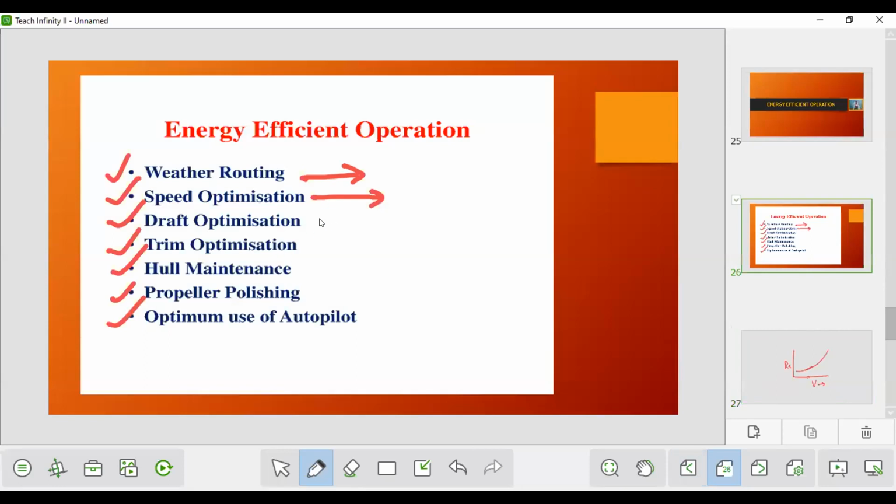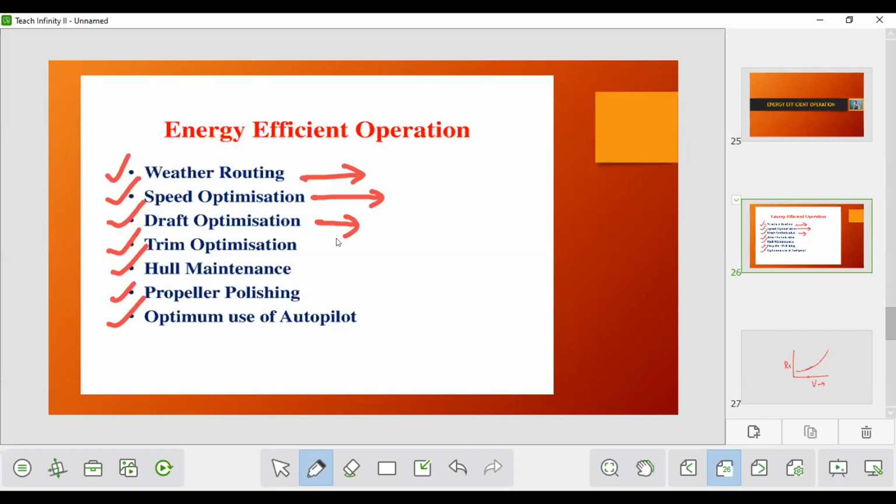Then coming to draft optimization, sometimes you may not have the right load to go. In that case, can we optimize the draft? Suppose you go at a ballast draft, is it good? Or by changing the trim, draft optimization and trim optimization come together. Which trim is good, trim by aft or trim by forward? And if trim by aft is good, how much trim by aft is good?